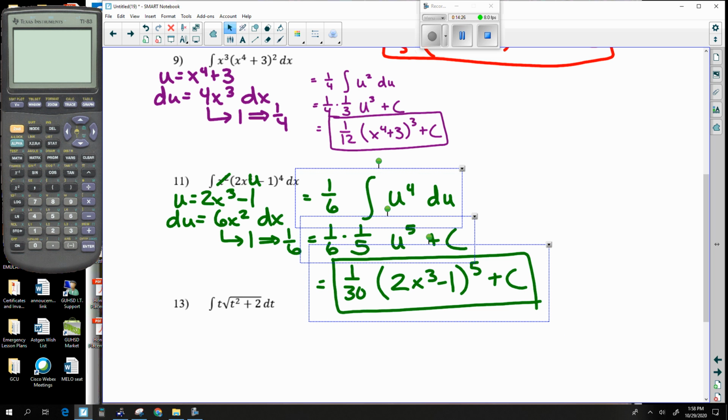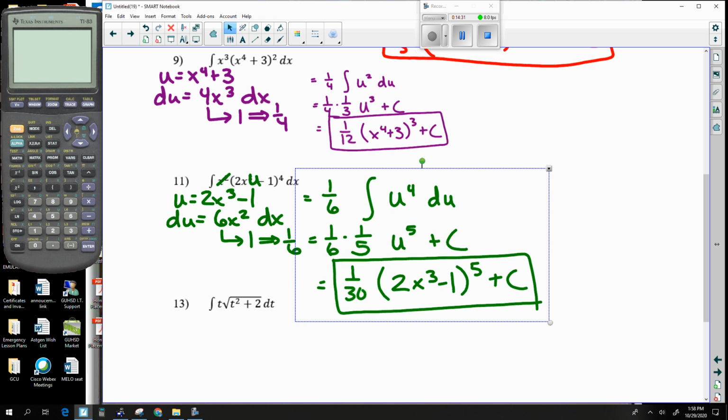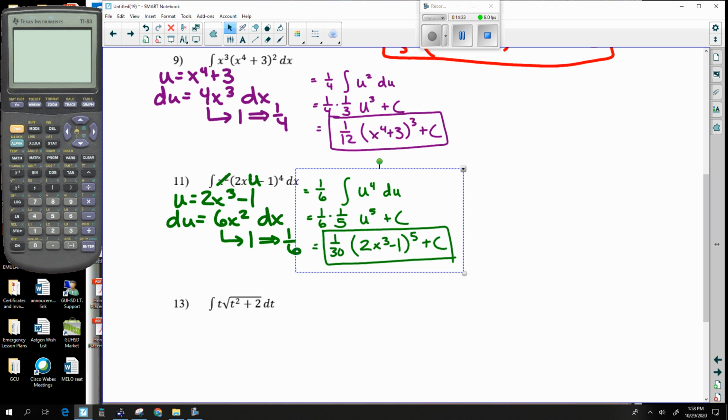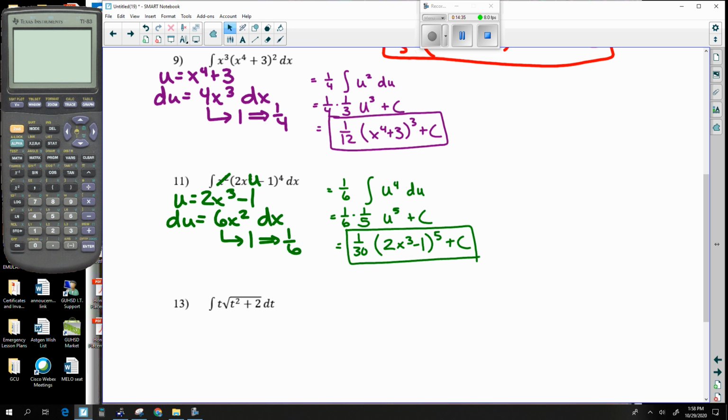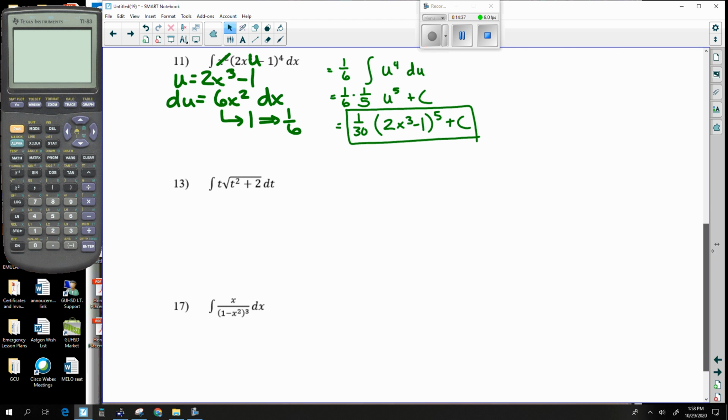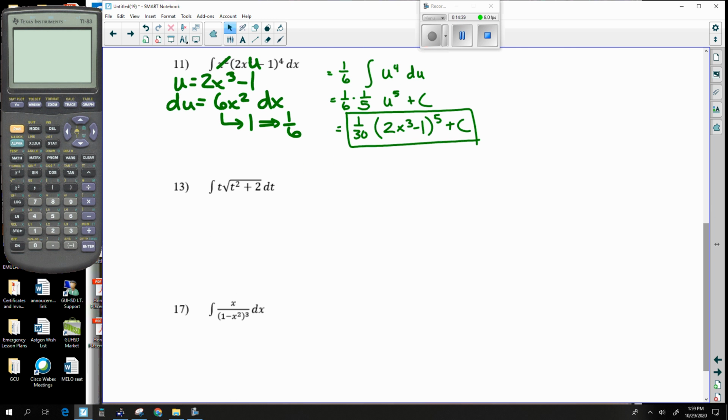Again, if this takes you a while to get, I know it took me a long while. When I first learned this, holy cow, it was a slow process. It was a slow process.